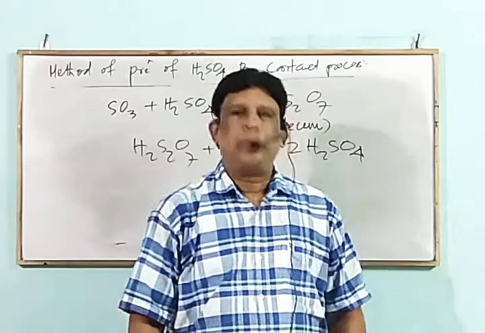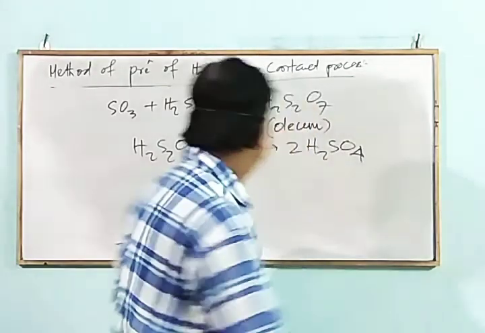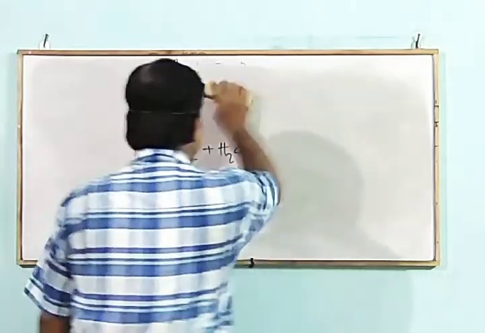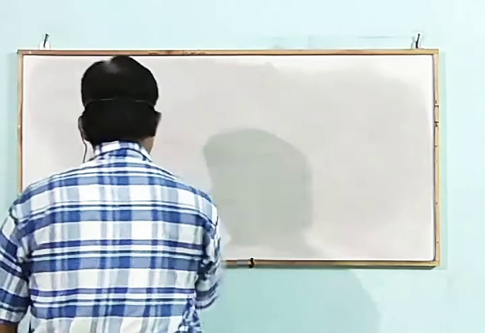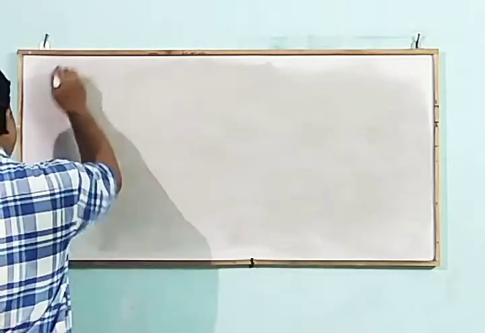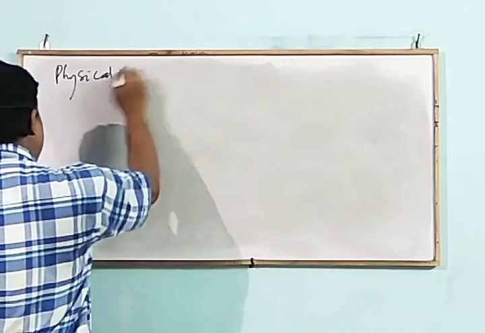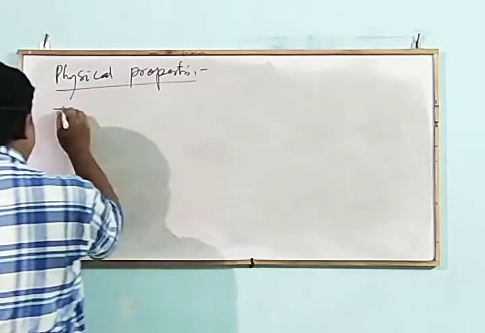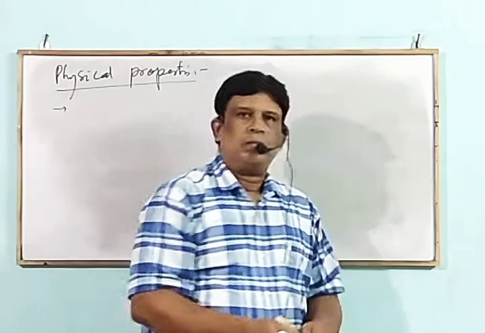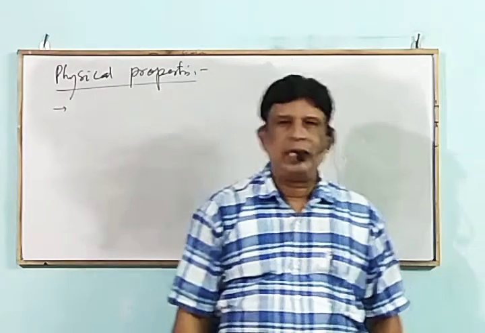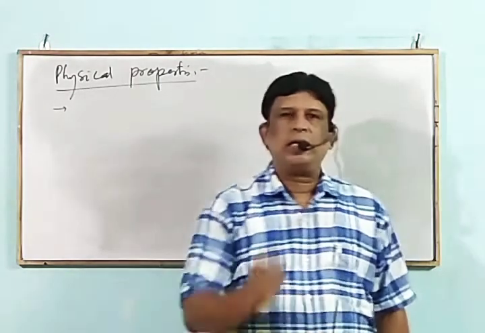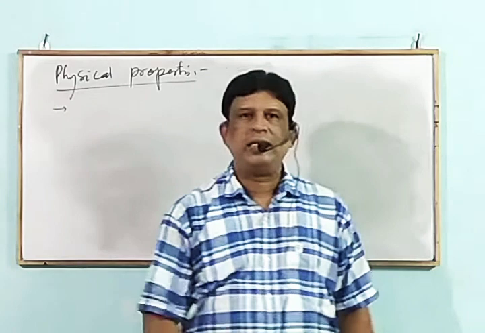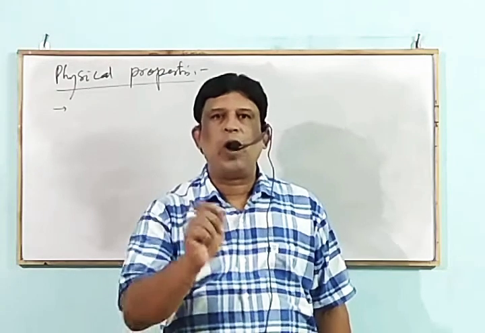Next, move over to the physical properties of sulfuric acid. Next, discuss the physical properties of sulfuric acid. It is a strong acid, a dibasic acid. It is syrupy in nature. It has high density. Otherwise, sulfuric acid is known as oil of vitriol.